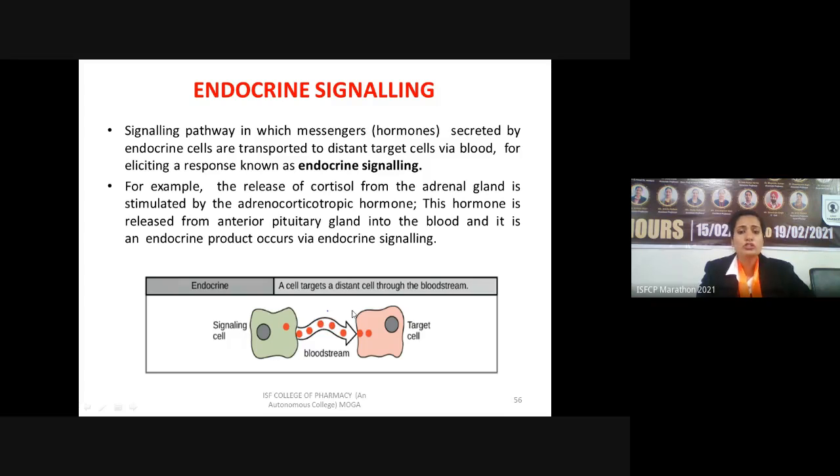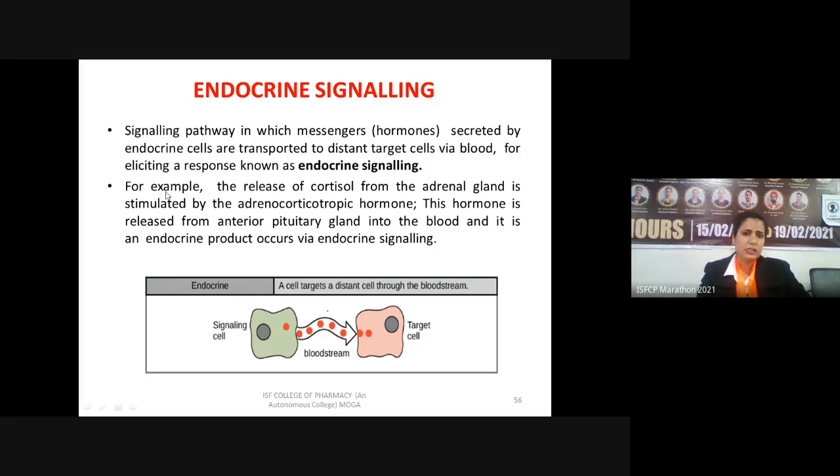So from the blood, a hormone moves towards a target cell. The signaling pathway in which the messengers or hormones are secreted by endocrine cells and transported to distant target cells, unlike the previous signaling. So in this case, the cell targets a distant cell, at a much larger distance, through the bloodstream. This signaling is known as endocrine signaling. Mainly it travels through the blood.